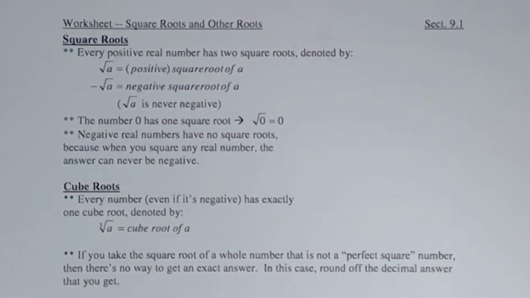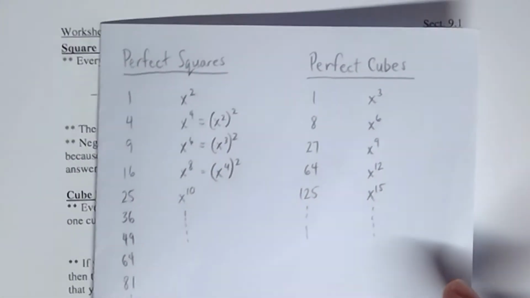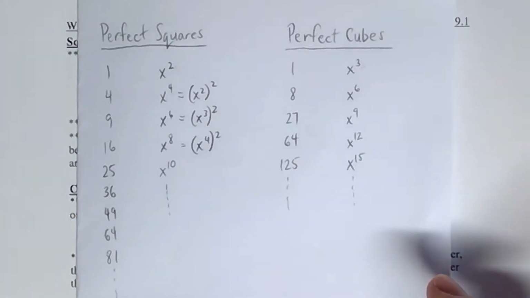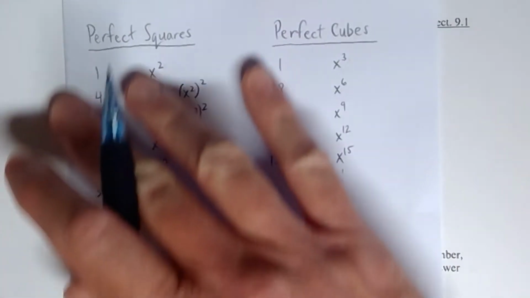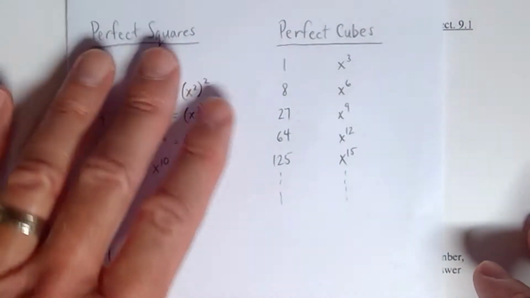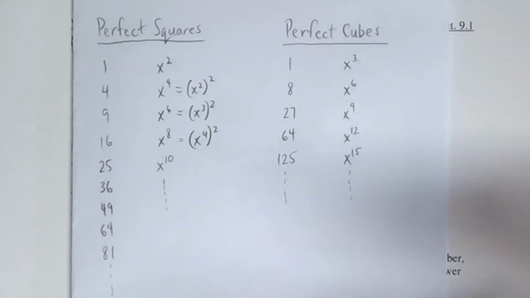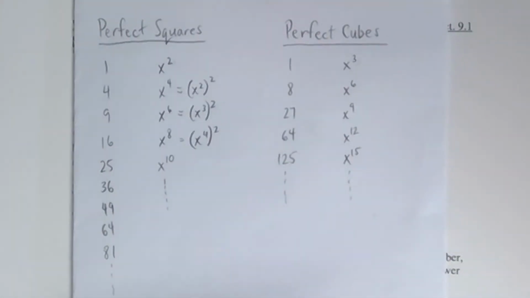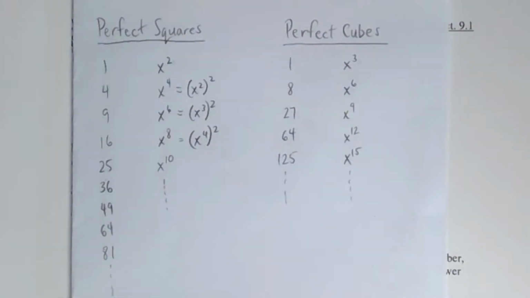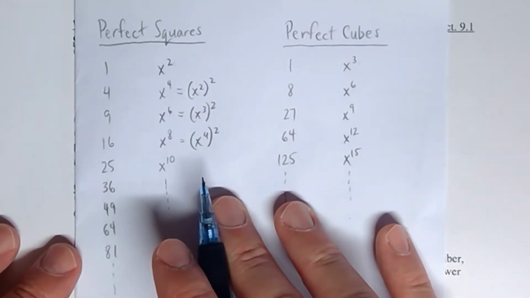But just before I do that, let me go back to a list that I showed you back in chapter 7. It's really going to help us in this section and in this chapter. We had this list of perfect squares and perfect cubes. We did these problems back when we factored the two-term polynomials, like a squared minus b squared and a cubed minus b cubed and those formulas. This really helped us. It's going to help us here too.